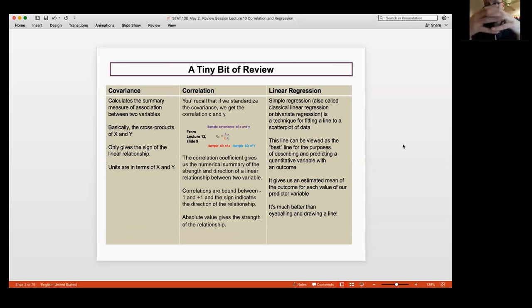Because it's a set of cross products, it is also measured in units of X and Y. So we really can't compare or assess how strong an association is based on a covariance by itself. A covariance of zero, though, what would that be? Well, it actually means there's no linear association. So it could actually tell us that there is a linear association there, it just doesn't tell us how strong it is.